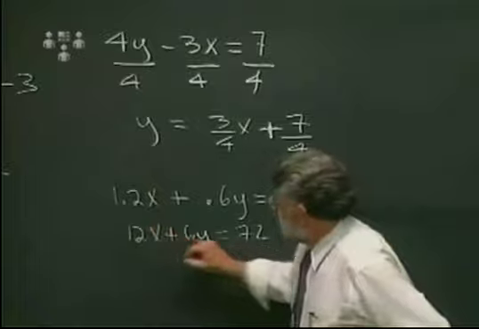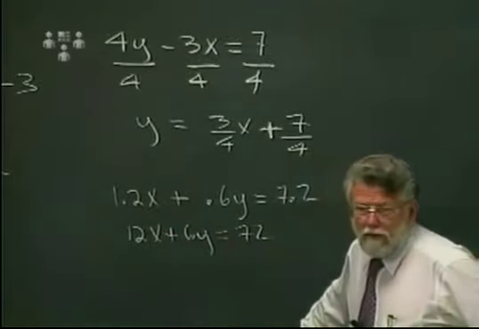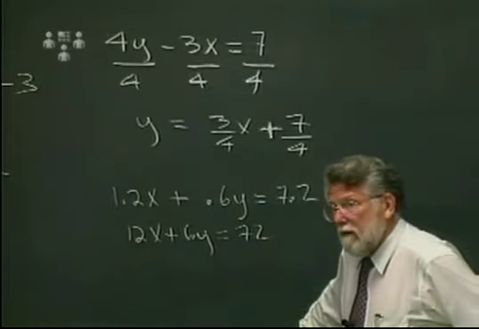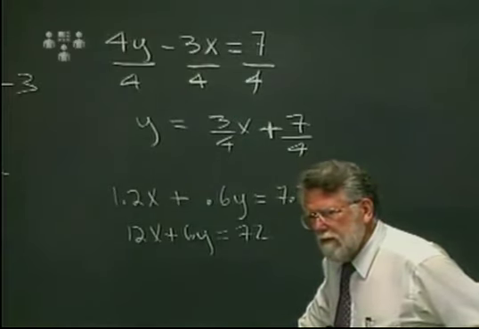Okay, so if x is 0, y is 12. If y is 0, x is 6. In the story, two ordered pairs: plot them, join them, line's done. And we aren't going to do the third ordered pair.